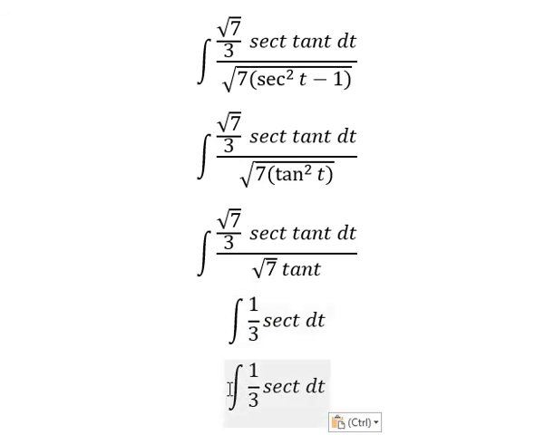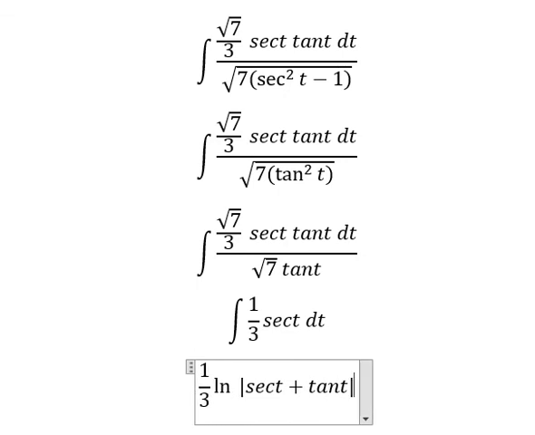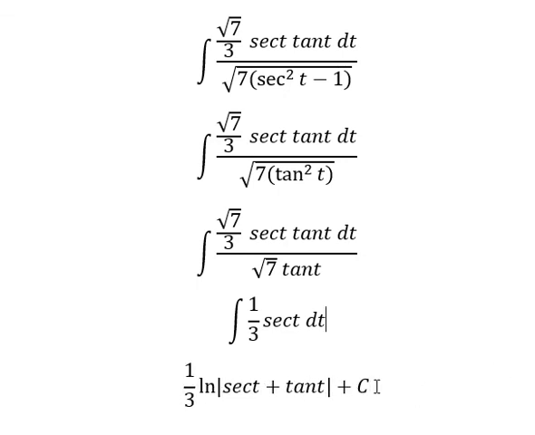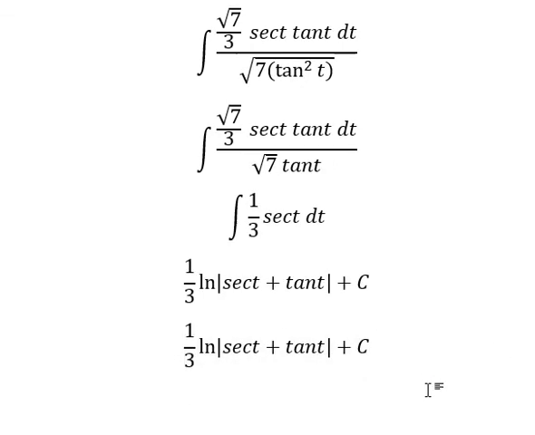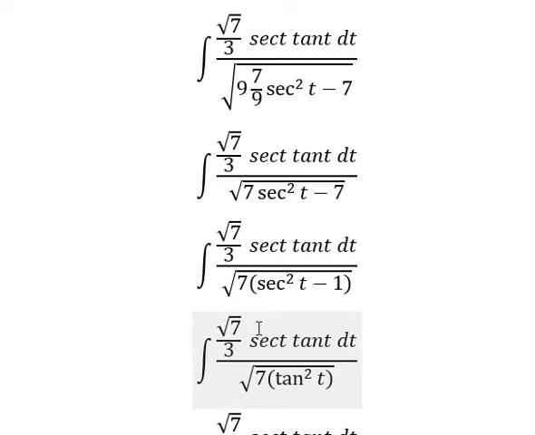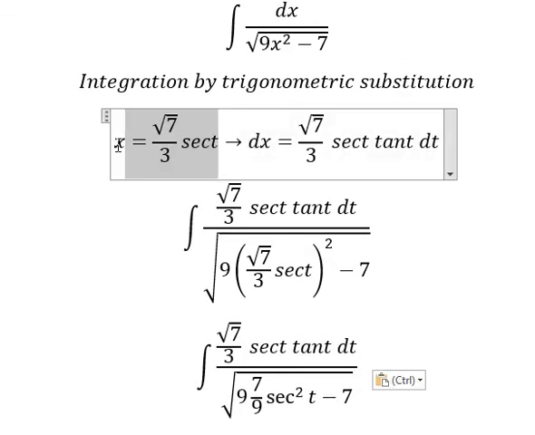So we put 1 over 3 outside. The integral of secant of t, we have ln of the absolute value of secant of t plus tan t, and we put c. About t, that is this one. So we divide both sides by this one.